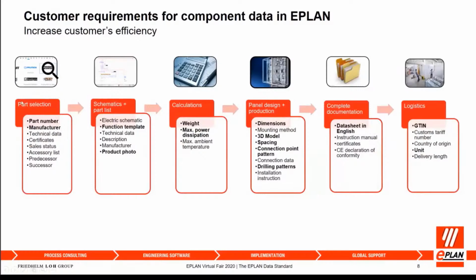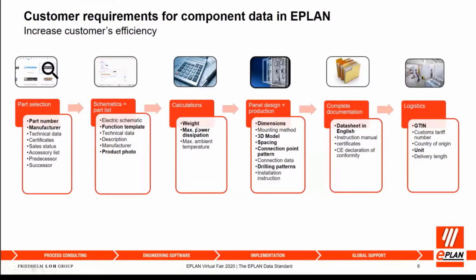For example, for the process step part selection, the customers need, of course, the manufacturer of the component, the part number, but also some technical data, the sales status, and so on. And there are next component steps, then typically the creation of schematics and part lists, where the customer needs the electrical representation, function template, and product photos, for example.